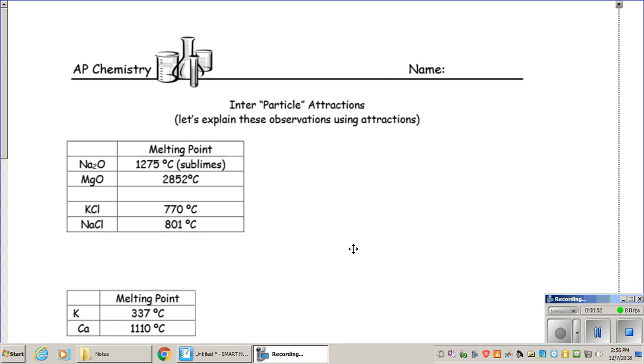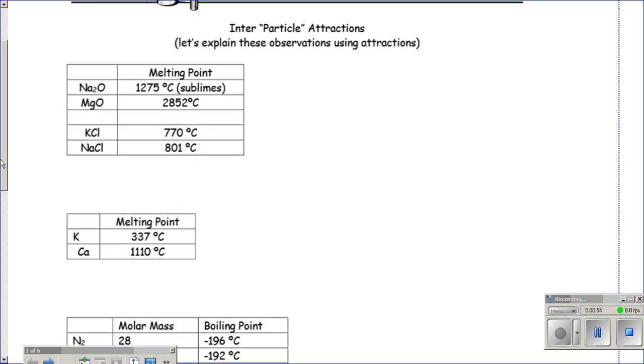So what we have here are several compounds that we have some data about. If we look at the first box here, we can see that we have some compounds that have some really high melting points, and some with a little bit lower. Notice that these compounds are of the same type. So we notice, first of all, that these are ionic compounds. And you might be given some data like this and asked to explain the phenomenon that is observed.